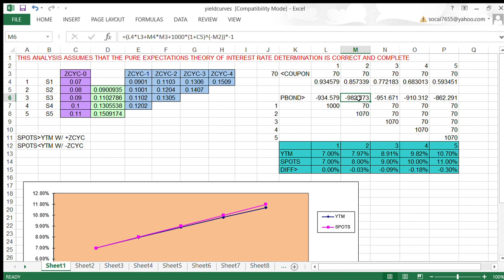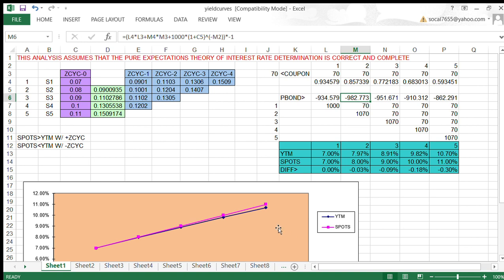And with this price and these cash flows, in other words, minus 982.77 equals 70 divided by 1 plus y, plus 1070 divided by 1 plus y squared, then that plug number will be 7.97%, 0.0797. And I'm just making an observation that the spot rate is higher than that.